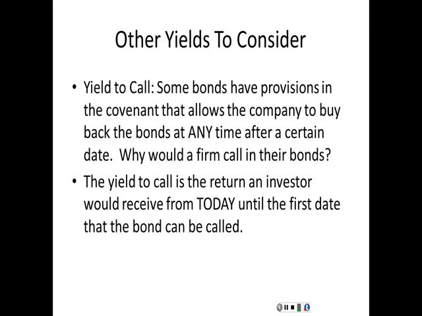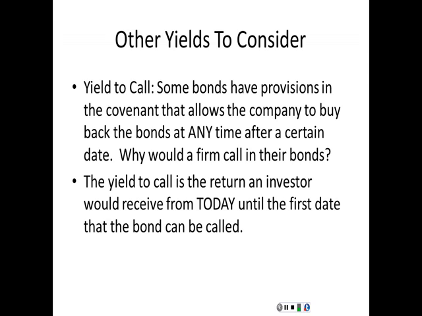Another return is called yield to call. Now sometimes bonds are issued with what we call call options. And that's just a provision in the covenant that allows the company to retire their bonds early or call them in. Now think about it. Why would a firm call in their bonds? Think about this for a second.